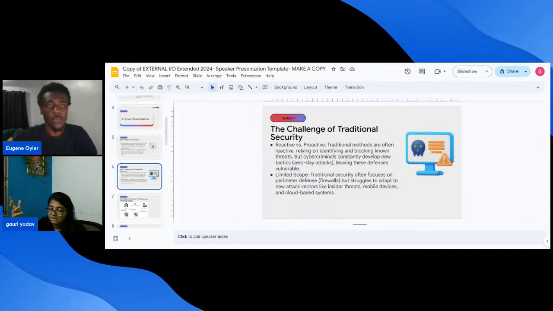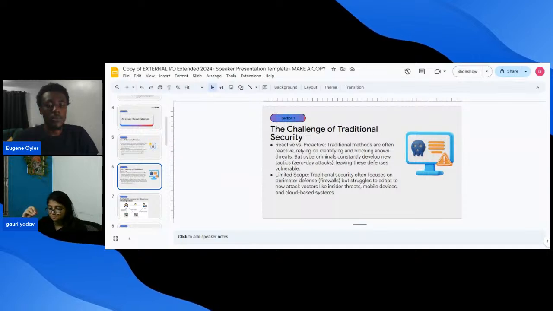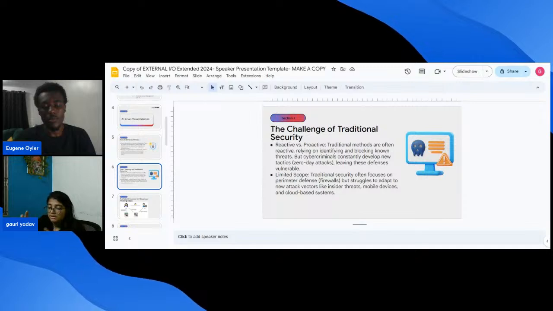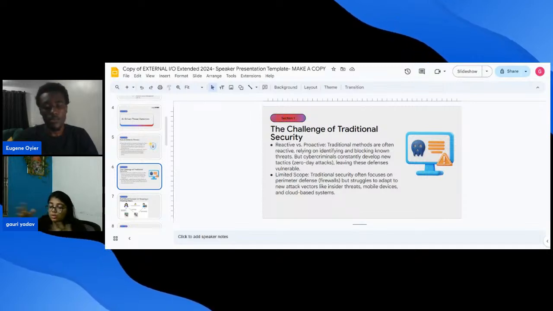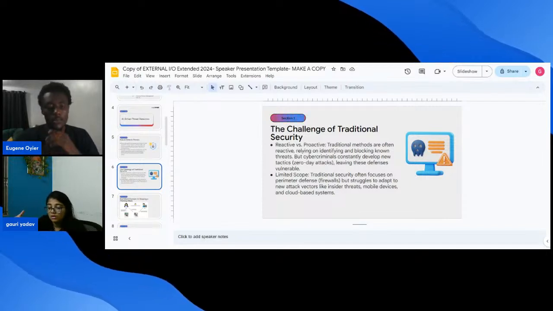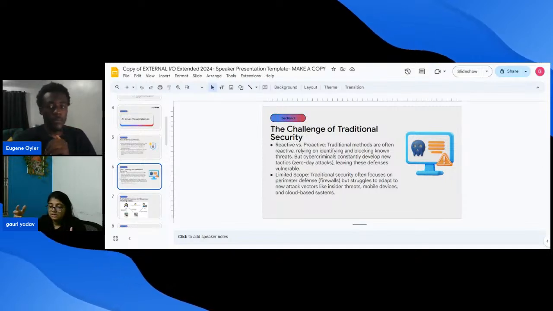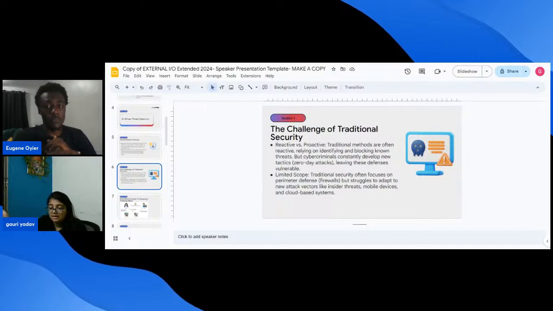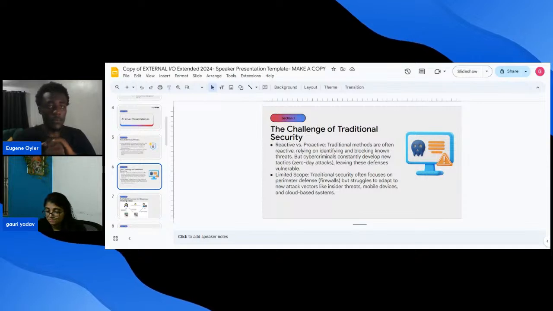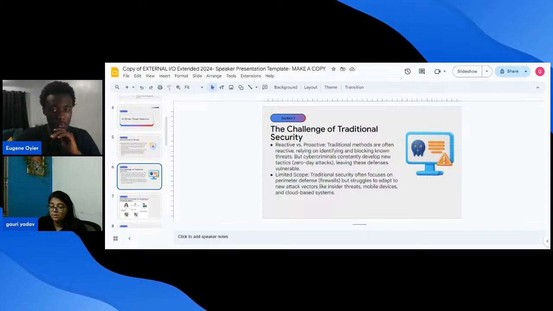Now we have adaptability. Cyber threats are constantly evolving with attackers. That means if you are implementing 10 different policies for security, there are 20 ethical hackers who are growing, and they have different kinds of cyber threats. So cyber threats are constantly evolving and attackers develop new techniques to bypass traditional defenses. For example, we have polymorphic malware. What is that? It changes the code to avoid detection by signature-based systems. Traditional methods also struggle to adapt quickly to these changes, leaving organizations very vulnerable.